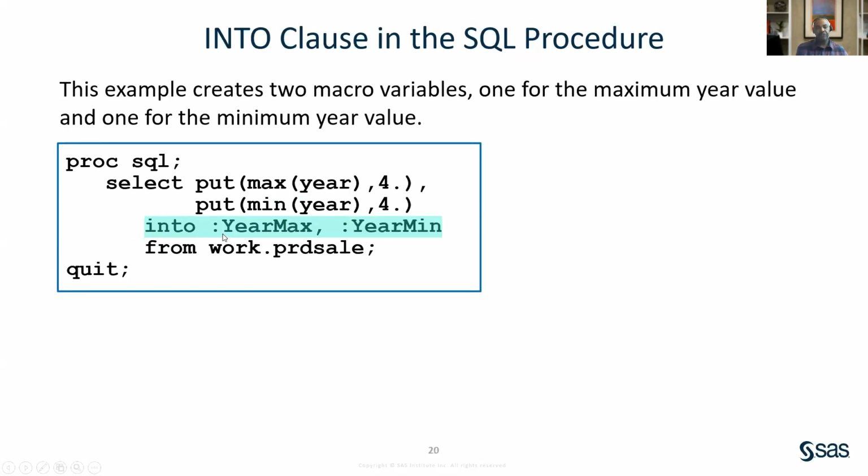For each macro variable I create, notice I'm preceding it with a colon. So I have 2 values I'm assigning, separated with a comma. I want to put the max out as a 4-byte string into yearmax and put the min value out as a 4-byte string to yearmin. So I'm creating 2 macro variables from PRDSALES. And I can use those further down in my code somewhere, maybe in a title, maybe in a footnote, or maybe in some conditional logic.